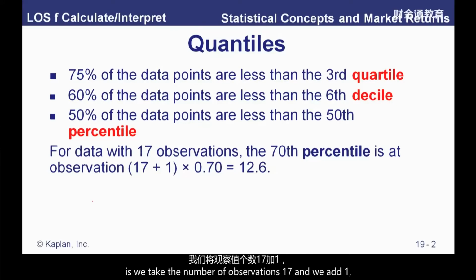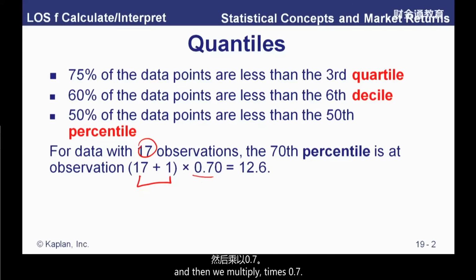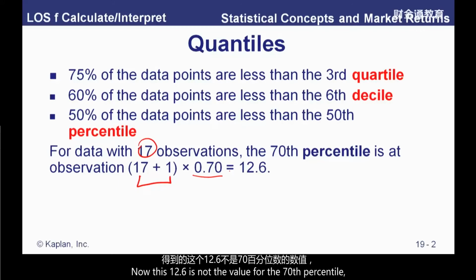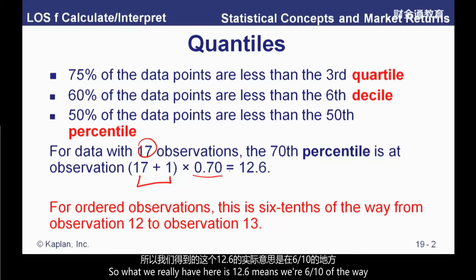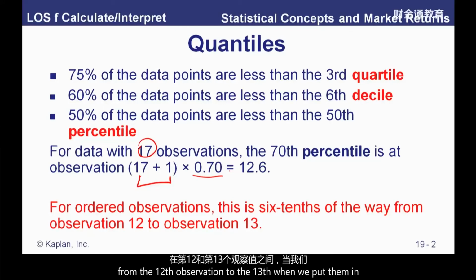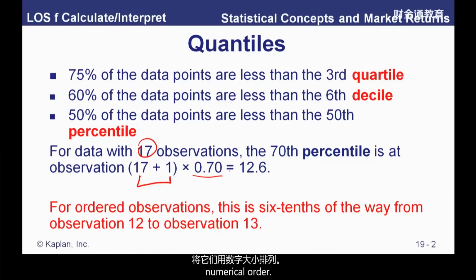And the way we do this is we take the number of observations, 17, and we add 1. And then we multiply times 0.7. Now, this 12.6 is not the value for the 70th percentile. It's the position among our 17 observations. So what we really have here is 12.6 means we're 6/10 of the way from the 12th observation to the 13th, when we put them in numerical order. So that's the 6/10 part.